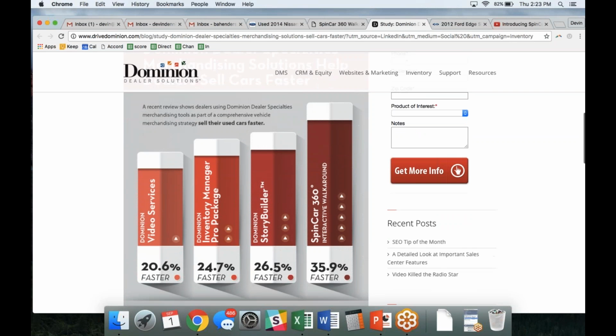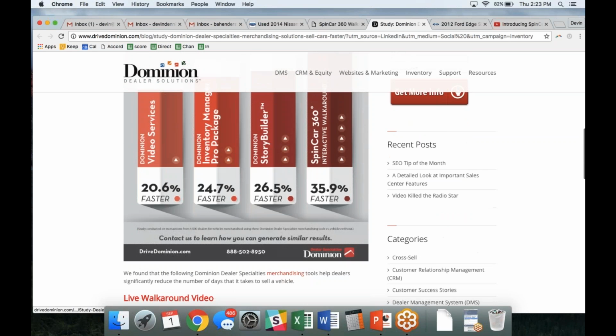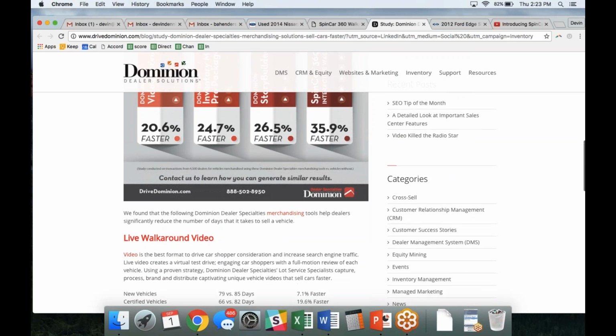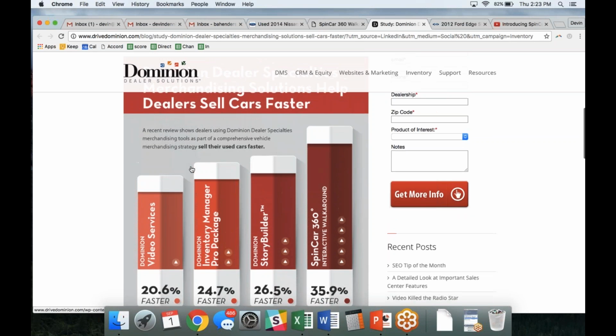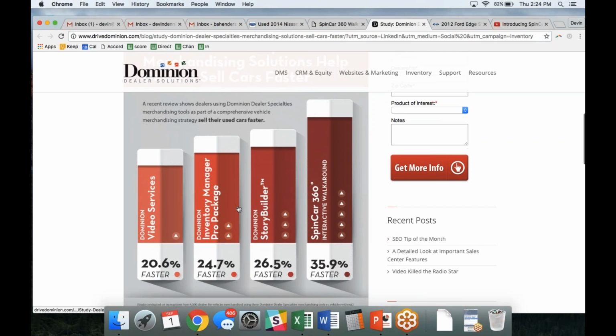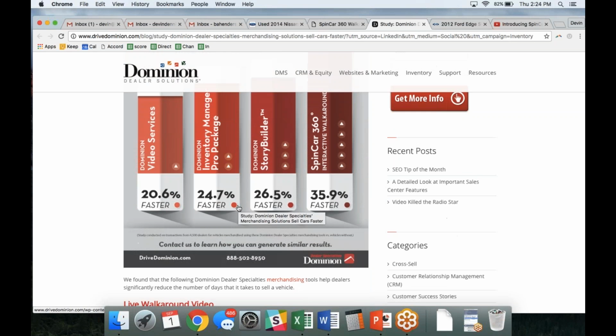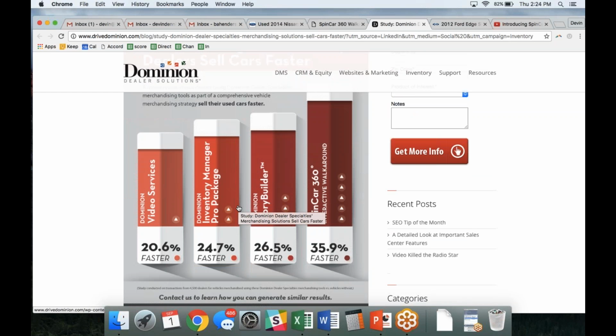This is a study done by Dominion, completely independent of SpinCar. They looked at 4,500 dealers and about 600,000 vehicles. They looked at the impact on turn rate of various different merchandising solutions, and these were the results. I can chat this out, or Key, if you could chat that out and send it to everybody in the chat here. It's an interesting thing to look at: the impact on turn rates of different merchandising solutions.